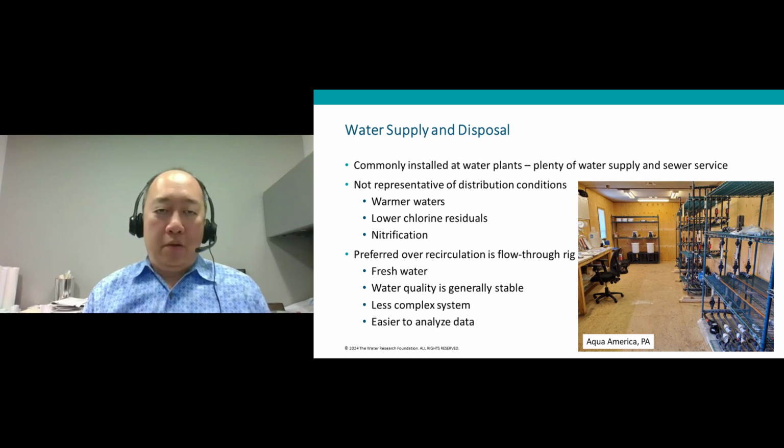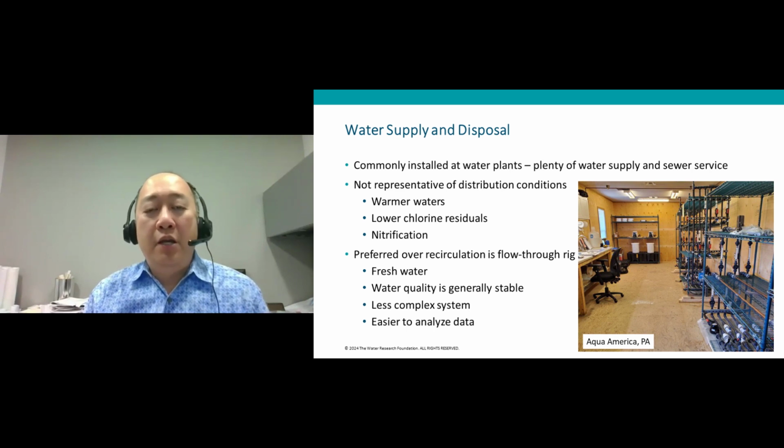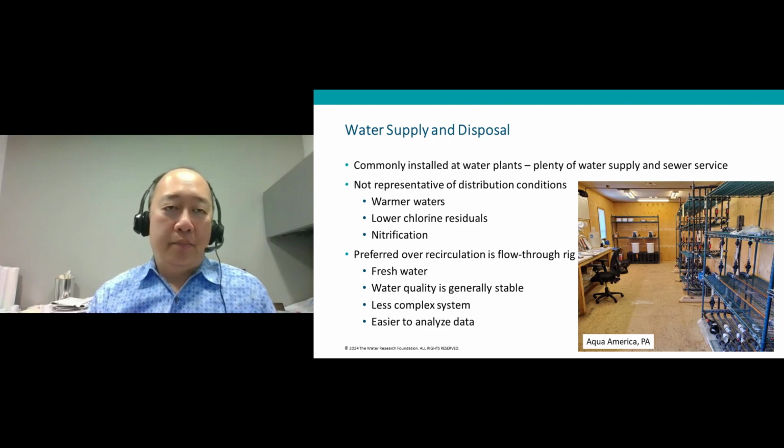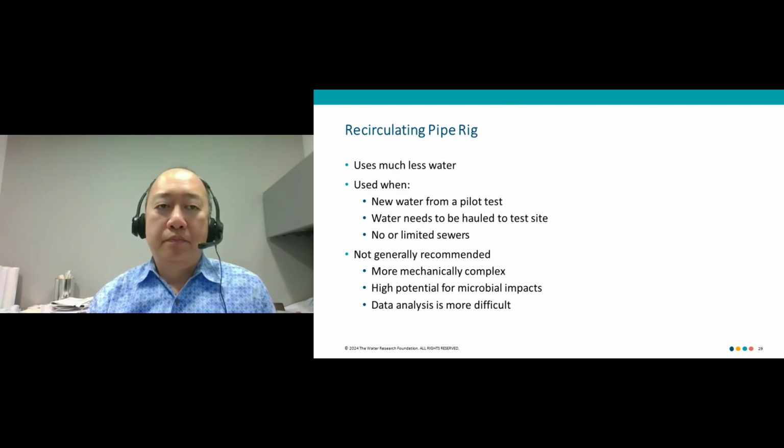Dave mentioned at the beginning that this study was specifically about flow through pipe rigs. The guidance is for around fresh water. This water quality is generally stable. It allows for a less complex system and easier to analyze data. A photo here is actually from Aqua America's units in Pennsylvania. Going from left to right, you see there's a workspace with chair and table for the operators to log data and measure stuff. In the far back is the chemical feed system, and on the far right are the pipe rigs themselves.